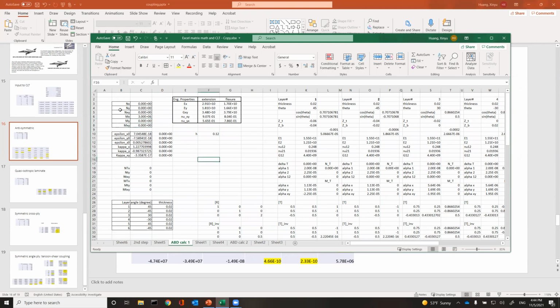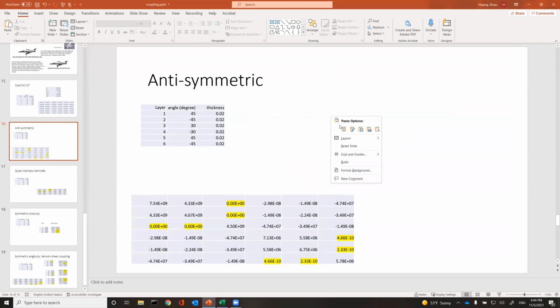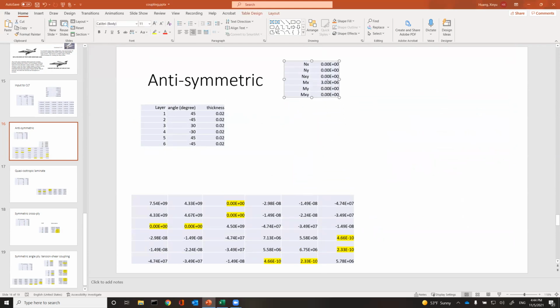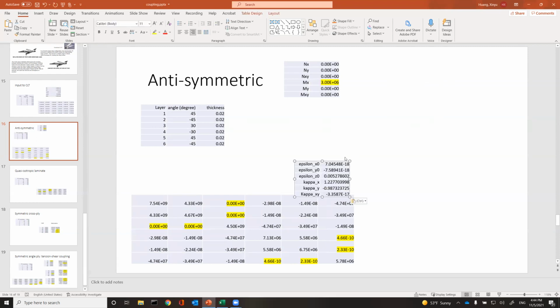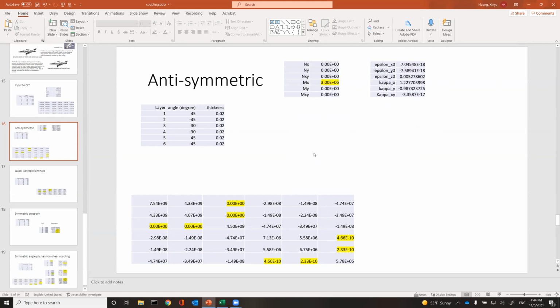Let's see what happens. This is the load I apply. Pure bending. And this is non-zero. This is an interesting term here. And the output is this. Oops. Let's see what happened.